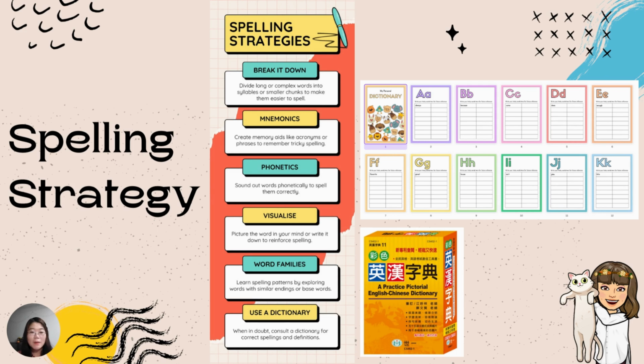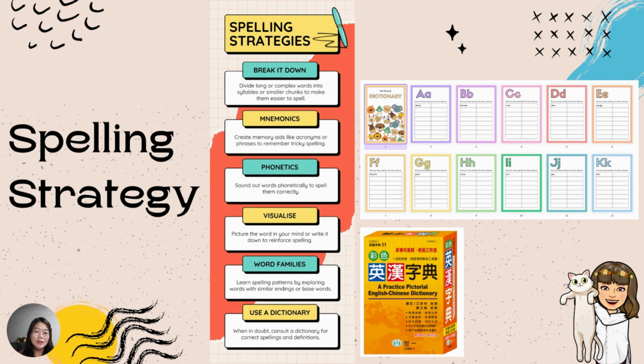And so they can also make the connection between the mnemonics, because mnemonics can help them to create a memory aid, like acronyms or phrases, and then they can sound out the word. And later on, we can use the visualize. Visualize means that students can search for a picture or draw a picture, and this is a kind of image to help them to memorize in their brain.